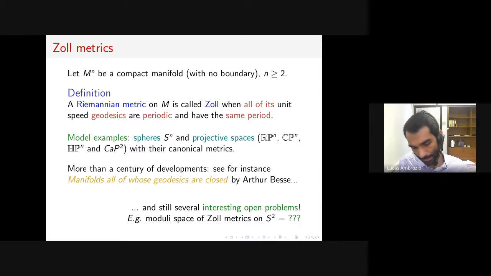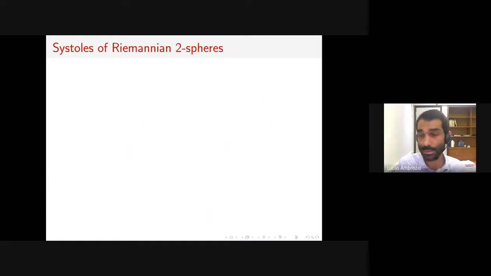However, I think Zoll metrics are even more interesting, and they are even more interesting because they appear in different geometric problems in a quite surprising way. So I will explain to you what this problem is. This is a problem about systems of Riemannian two spheres. So what is the system of a Riemannian two sphere?